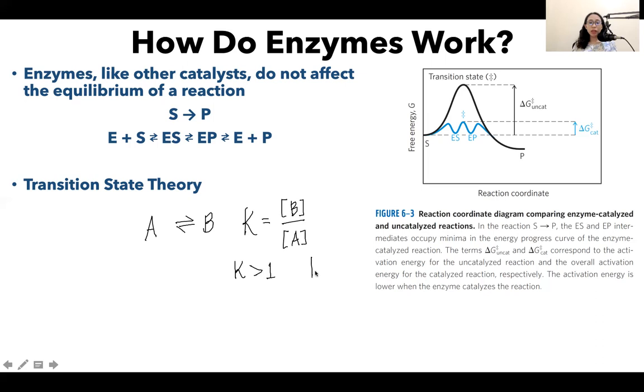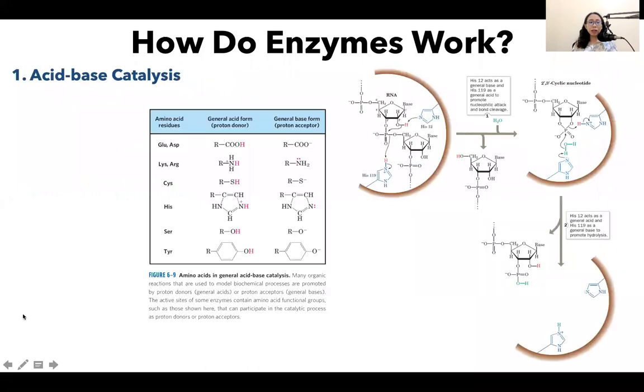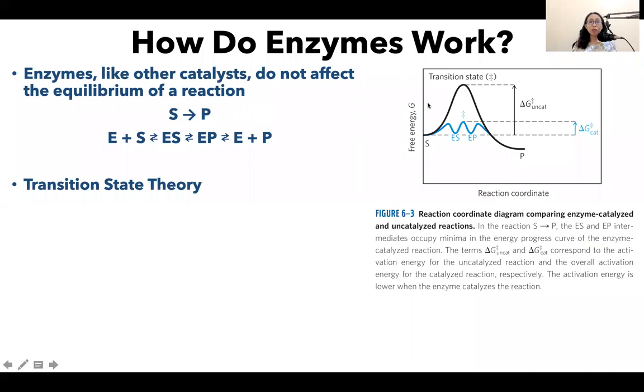Now, if K is less than 1, at the state of equilibrium, you have more of your A, and we say that at equilibrium, the reactant side is favored. So enzymes do not change the value of this equilibrium constant. So what does an enzyme do? An enzyme changes the activation energy of a chemical reaction.